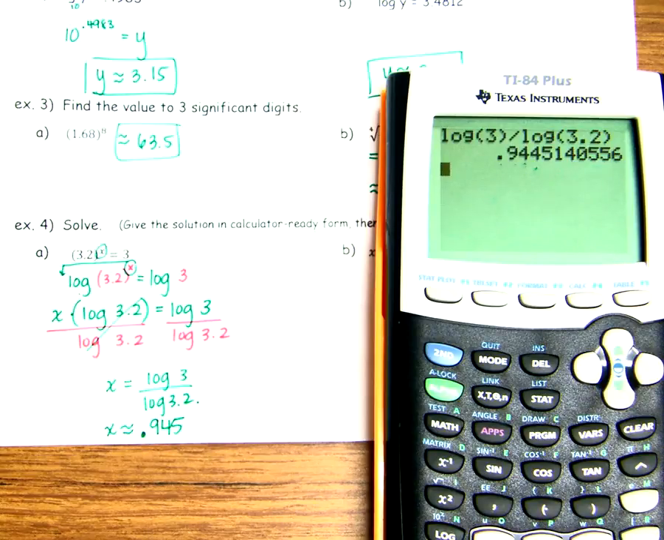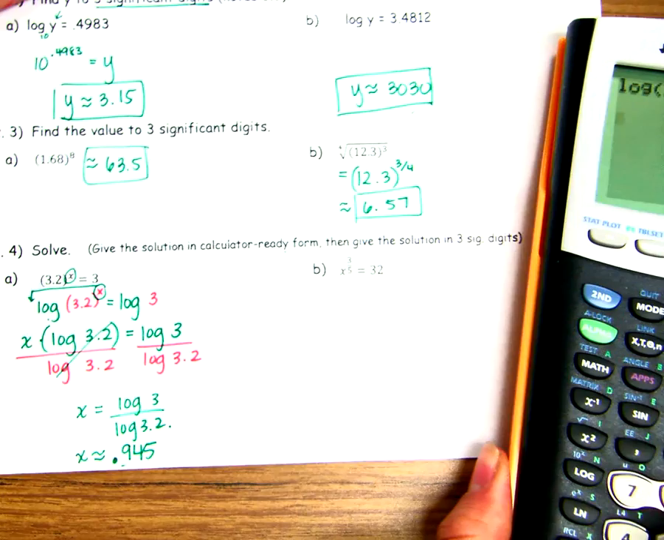Okay, and you should also ask yourself, does this even make sense? Does it make sense to get 3.2 raised to the power of 0.945, which is almost 1? So if you were to raise 3.2 to the 1, you would get 3.2. But having the exponent be shy of 1 means that you are shy of 3.2. So in this case, our answer actually makes sense. I'm going to go ahead and try the next one.